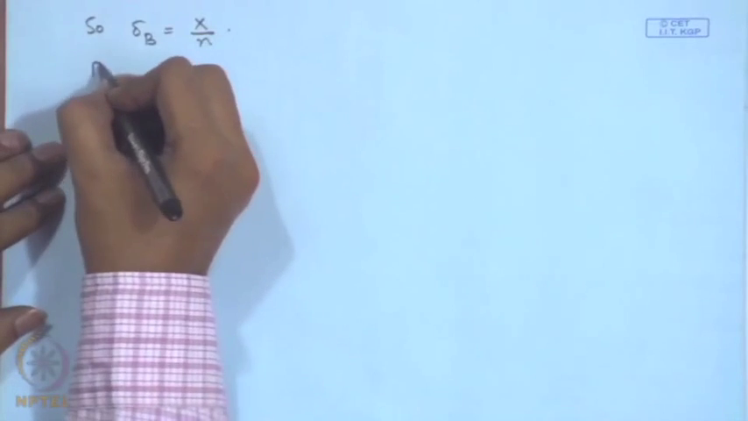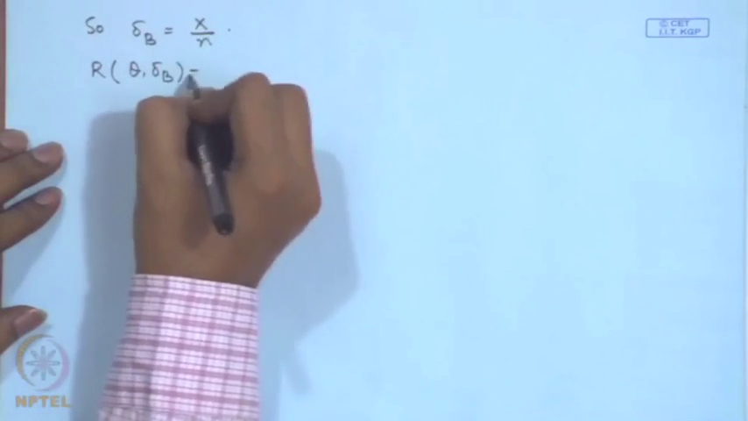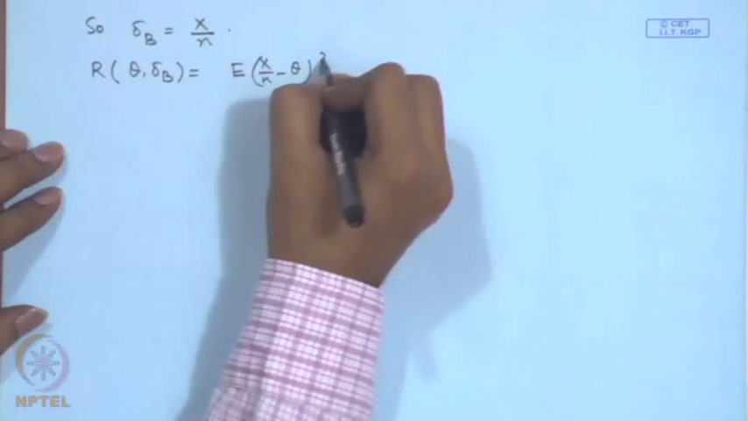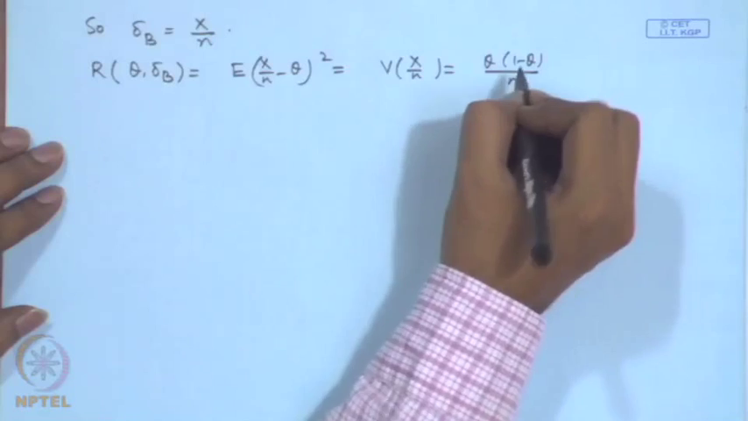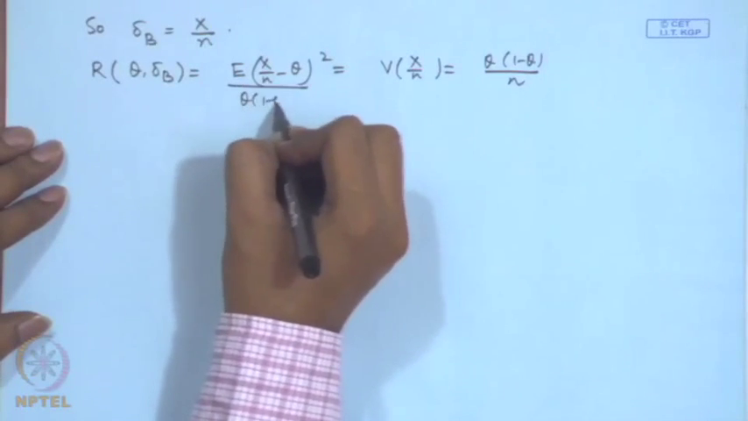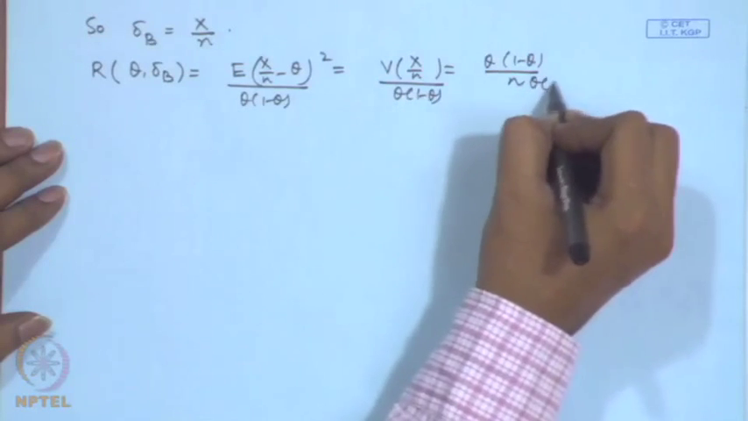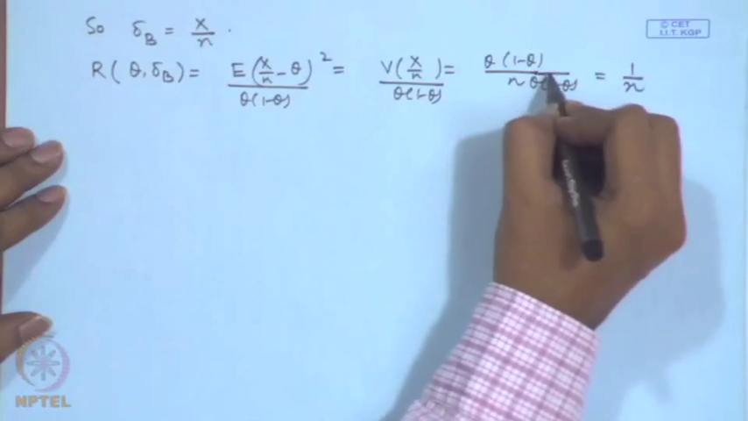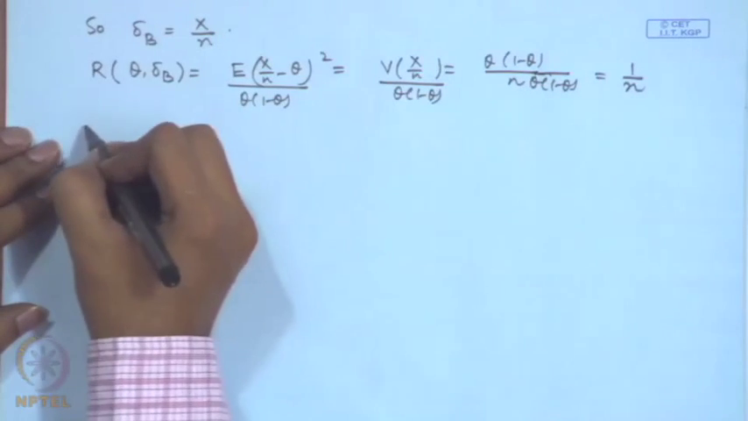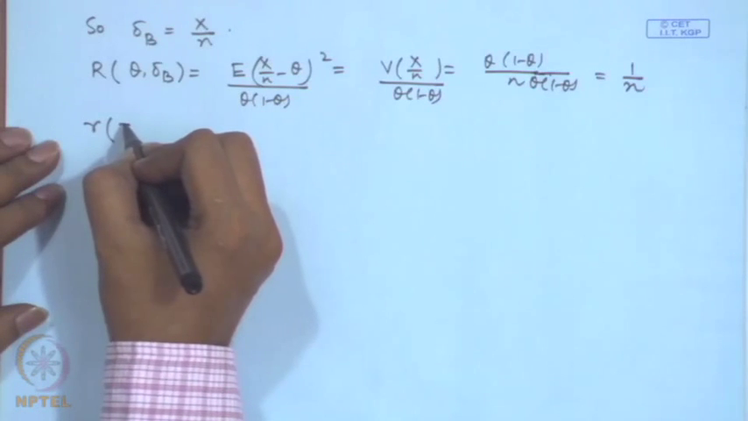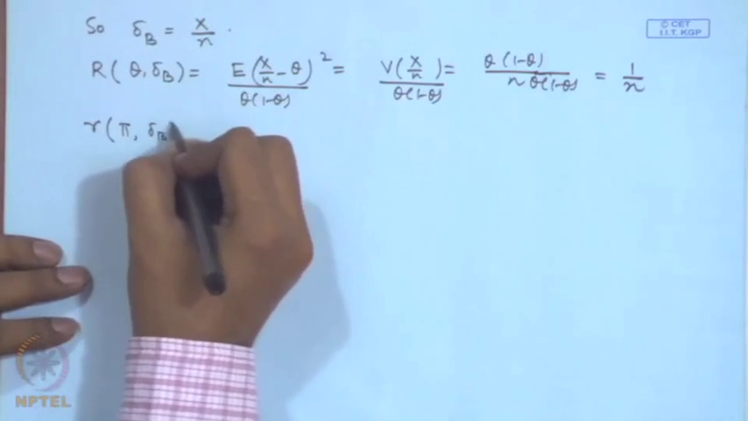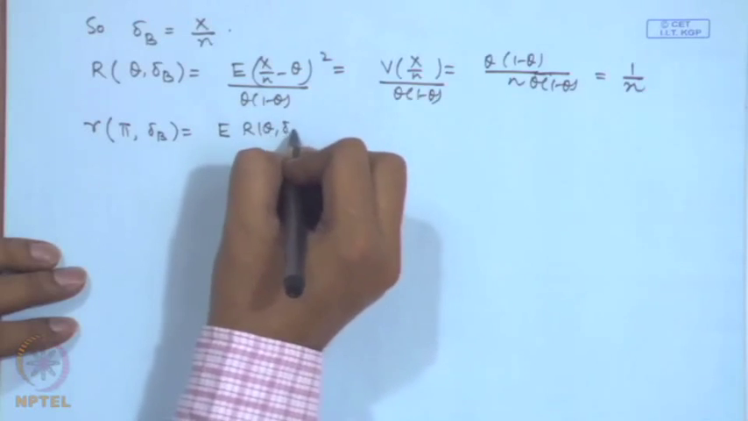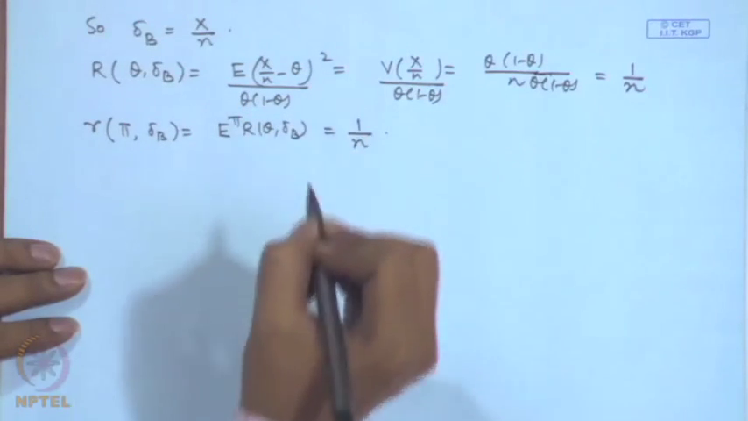Now, let us look at the risk of this. The risk of the Bayes estimator, that is expectation of x by n minus theta square, is nothing but variance of x by n, which is equal to theta into 1 minus theta by n, and here we have to divide by theta into 1 minus theta. So, this turns out to be simply 1 by n. So, if I look at r pi, the prior which we are using is uniform 0 1, I am using the notation pi, delta b, that will be equal to expectation of r theta delta b with respect to pi. So, it is again equal to 1 by n.